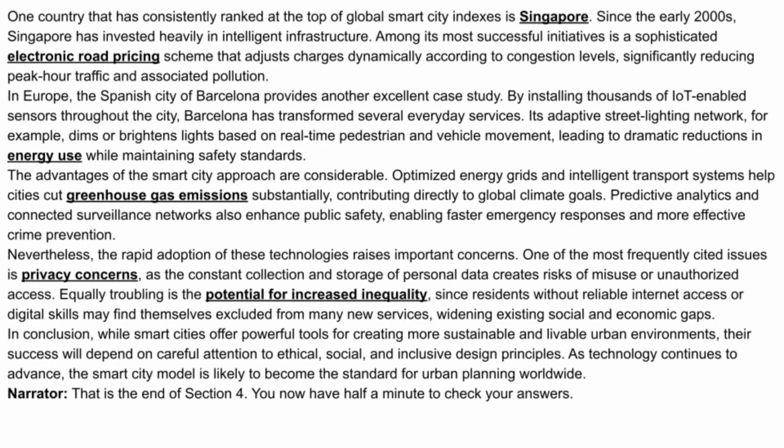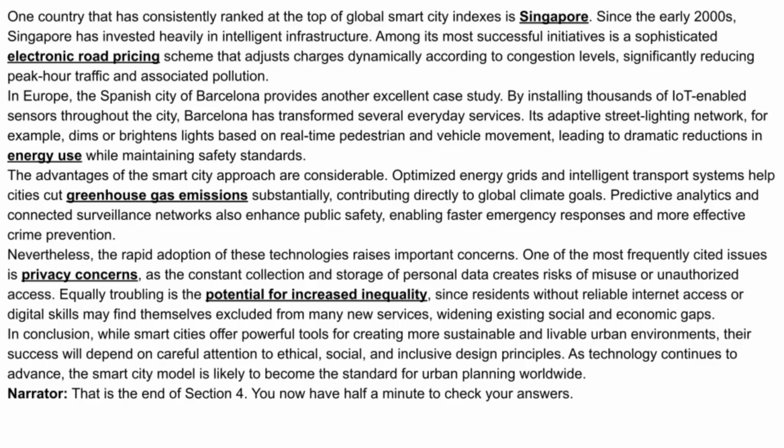One country that has consistently ranked at the top of global smart city indexes is Singapore. Since the early 2000s, Singapore has invested heavily in intelligent infrastructure. Among its most successful initiatives is a sophisticated electronic road pricing scheme that adjusts charges dynamically according to congestion levels, significantly reducing peak hour traffic and associated pollution.